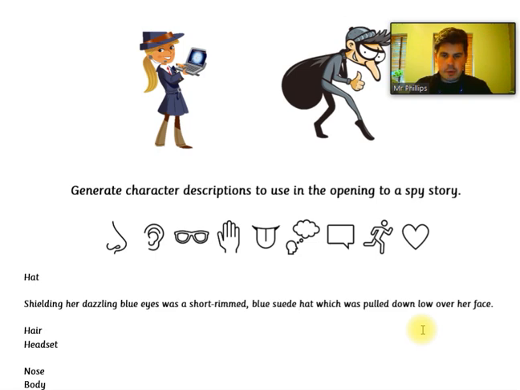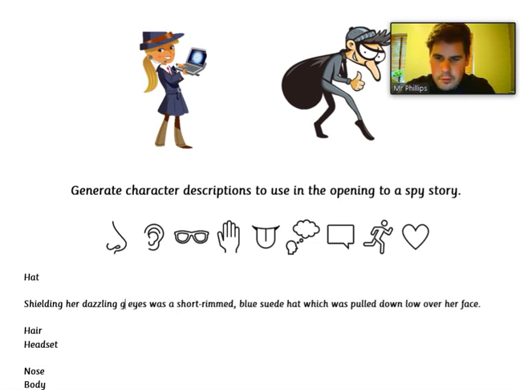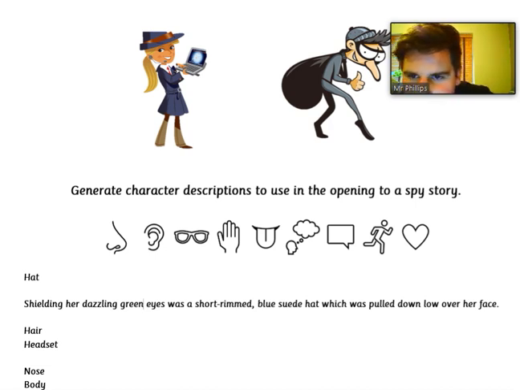Shielding her dazzling blue eyes. I'm not going to have her eyes being blue. Number one, because they're not in the picture, but also two, because her hat is blue. There's nothing worse than: she had blue eyes, a blue hat, and a blue coat. We'll go for dazzling green. Is it green? I think it might be brown, I can't really see. Never mind. We're using our imagination. Shielding her dazzling green eyes was a short-rimmed blue suede hat, which was pulled down low over her face.